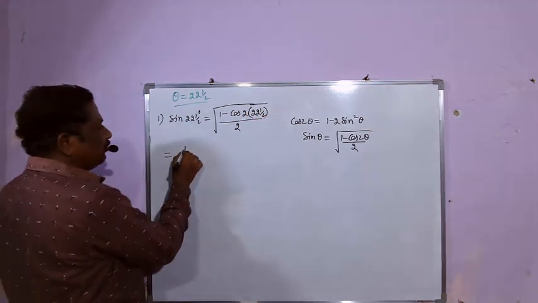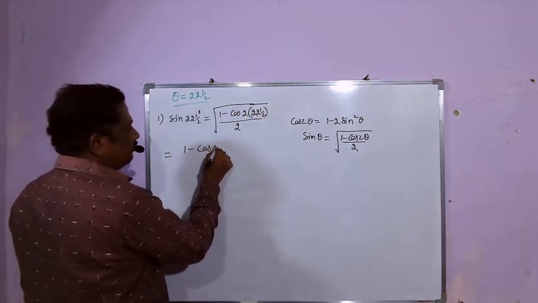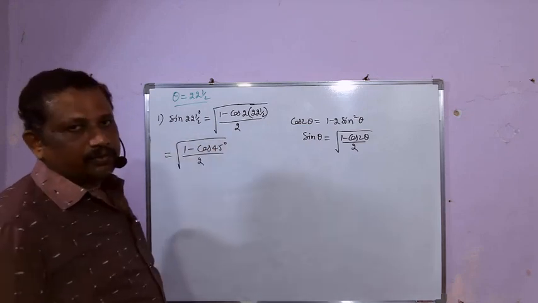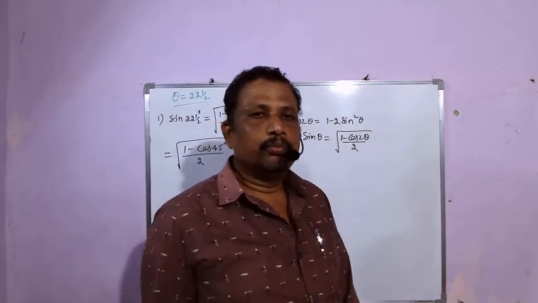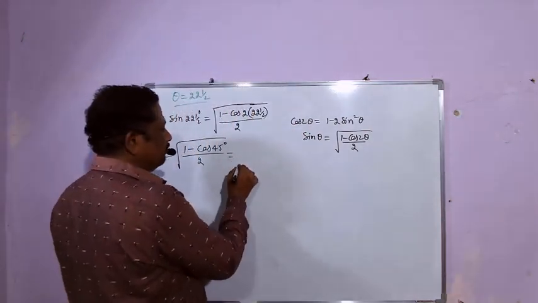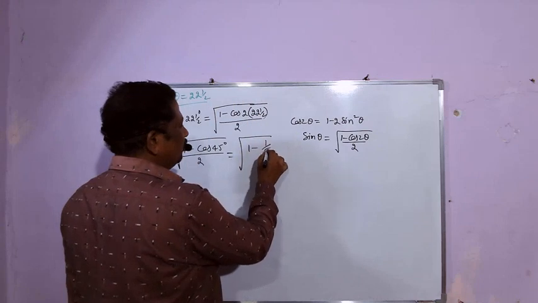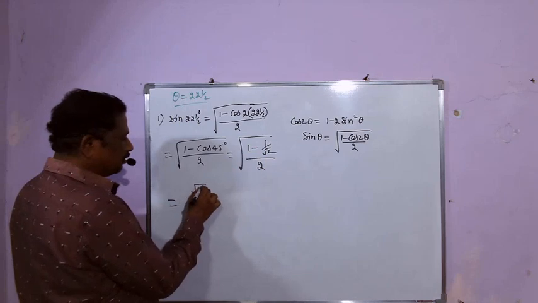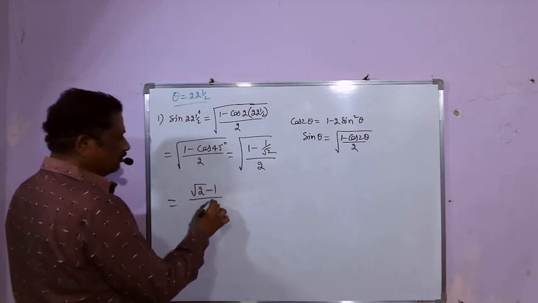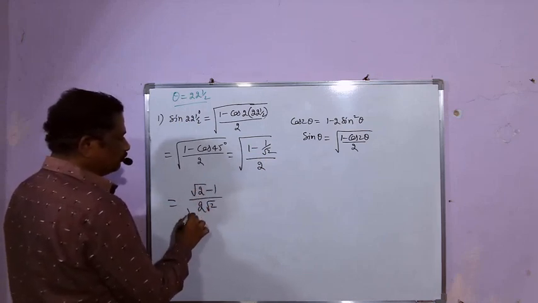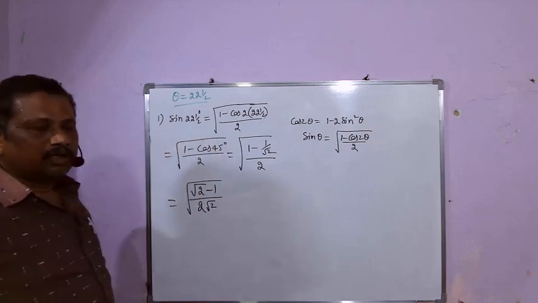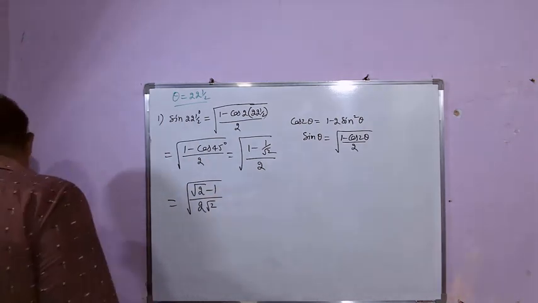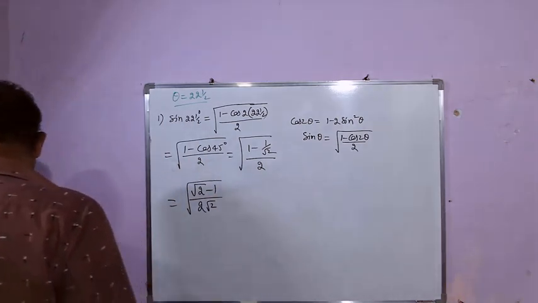So this one becomes 1 minus cos 45 degrees divided by 2. What is the cos 45 degrees value? 1 by root 2. Substitute here and then simplify. So 1 minus 1 by root 2, all by 2. If we cross multiply, we get under root of (root 2 minus 1) by 2 root 2. This is the sine 22.5 degrees formula.